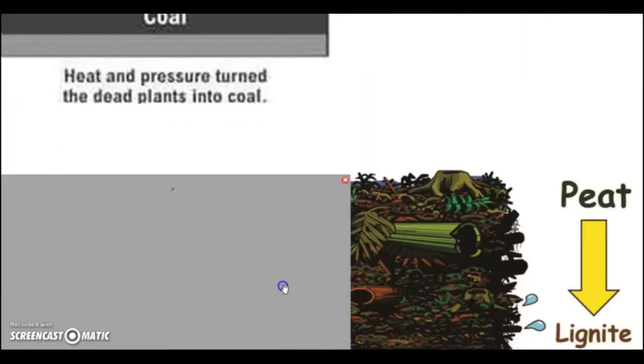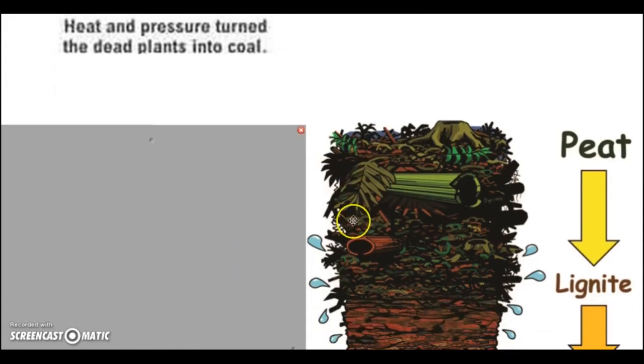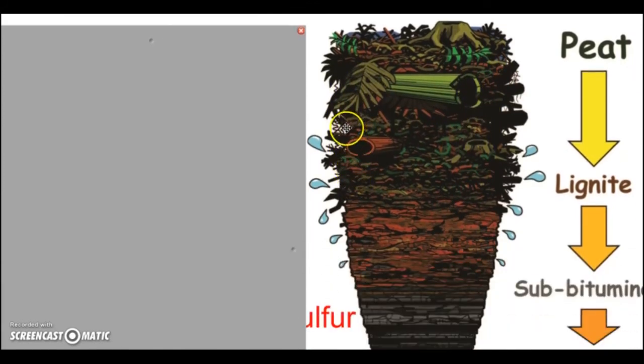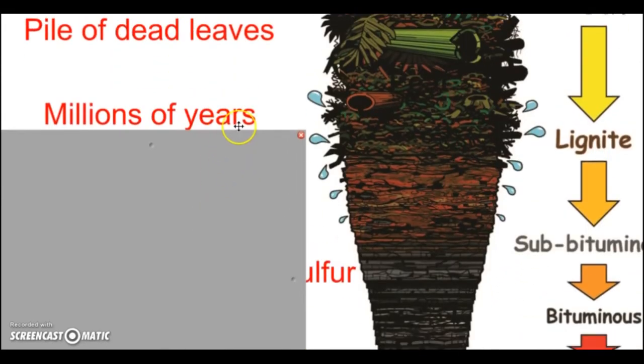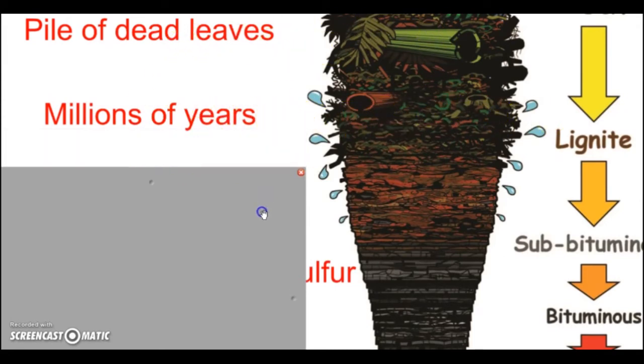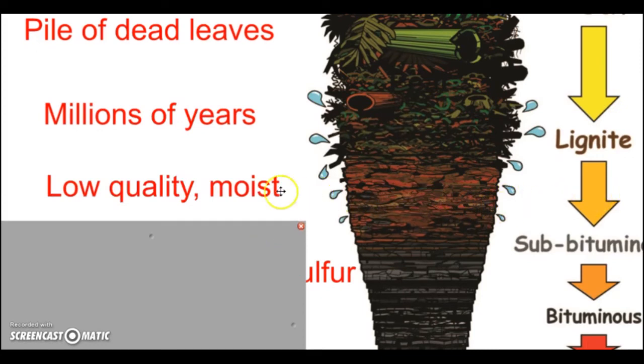Now, different types of coal. Okay, we start off at the bottom of the swamp. This is peat. These are dead leaves. You know, this is all very wet. Okay, this wouldn't burn at all. Lignite. I mean, if you dry it out, it would burn, but it's not coal yet. So a pile of dead leaves is at the top here. Now, over millions of years, this gets buried. Okay. Here's the lowest quality coal.